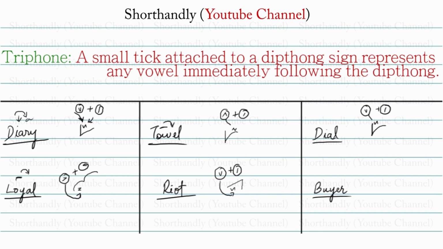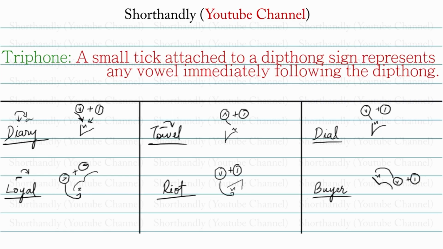Let's move to the next word. We have buyer. So buyer will be written like this. Alright, so again we can see here we have first of all this I diphthong, then we attached a small tick to represent our little bit of the sound of a vowel also. Alright, so that's how you make the word buyer.